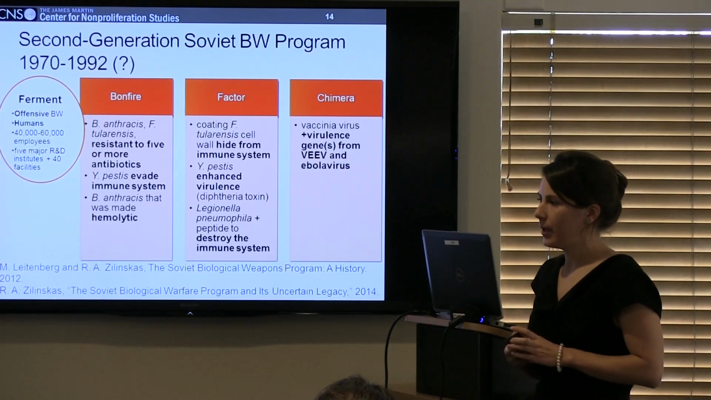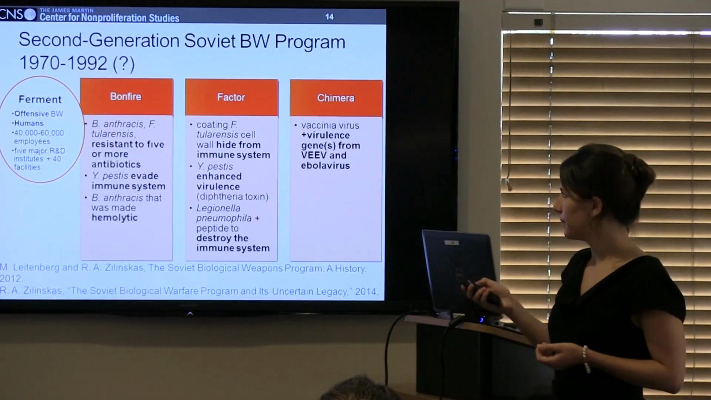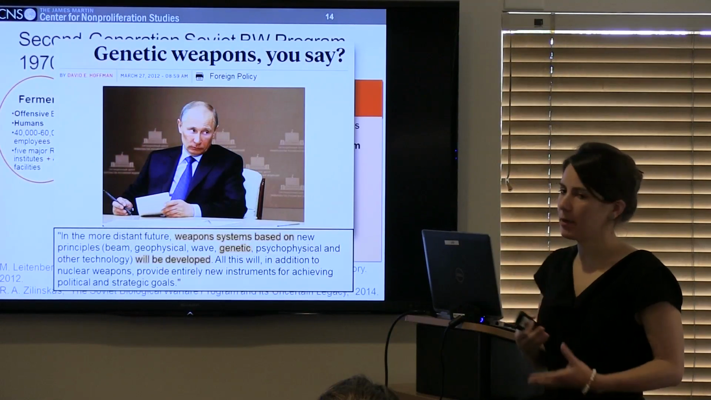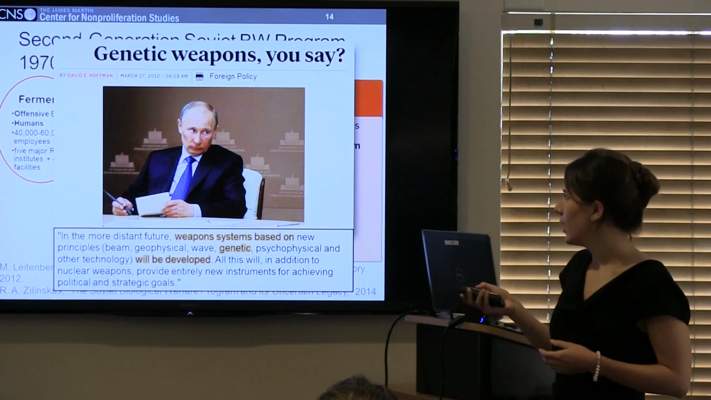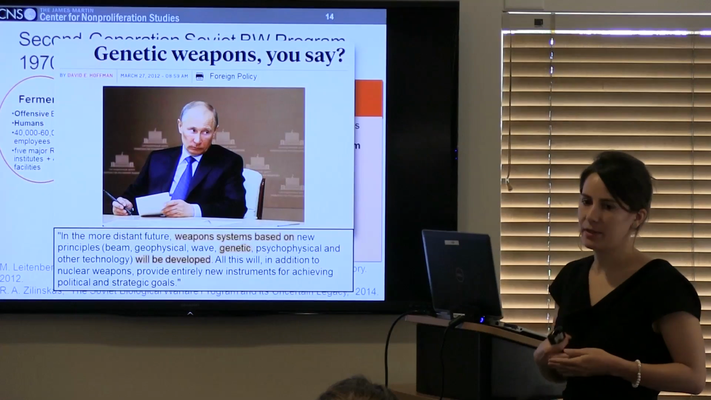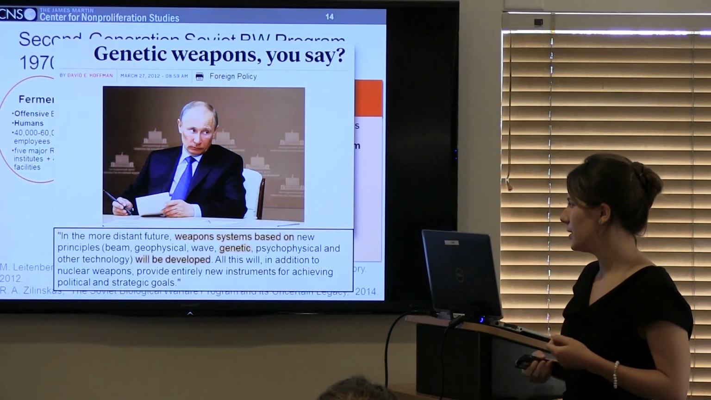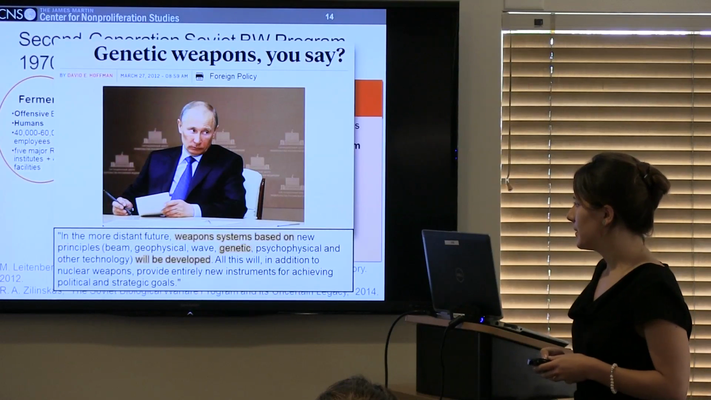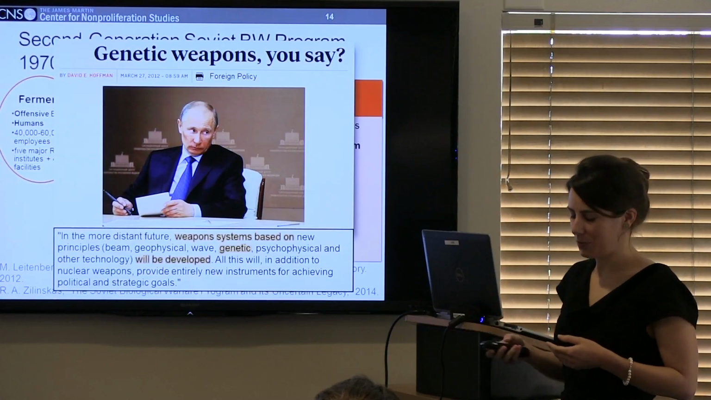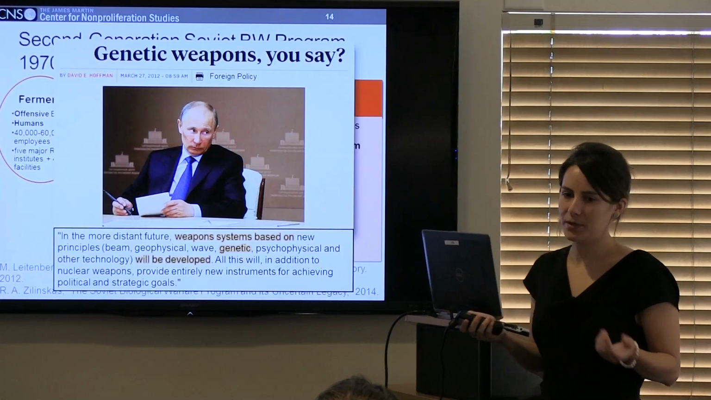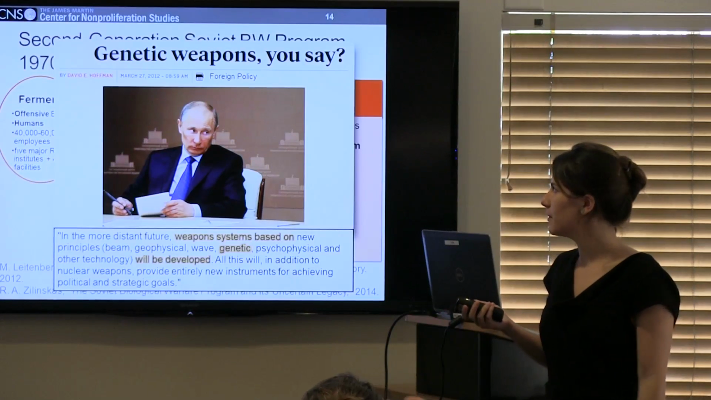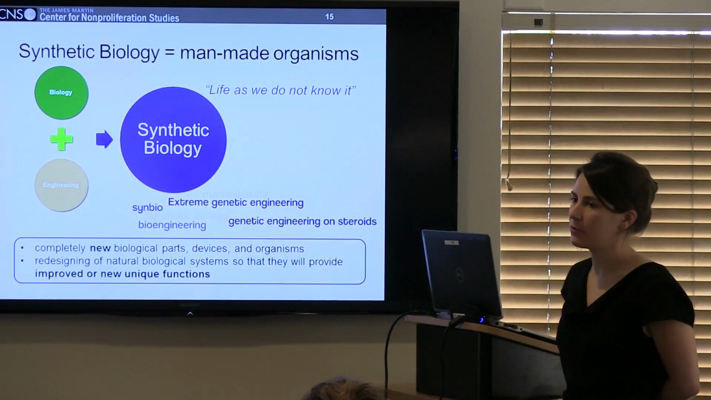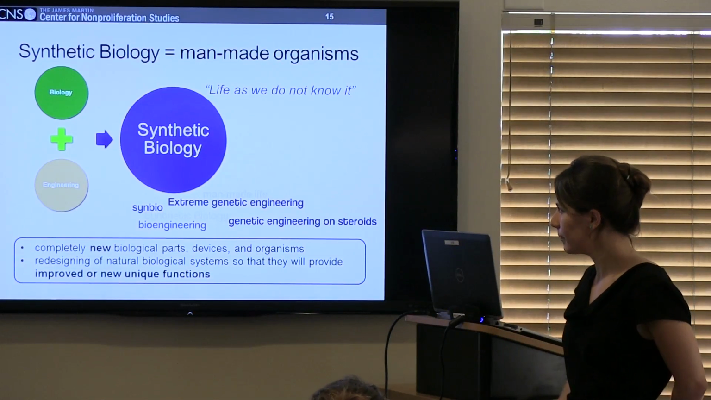So this program ended when Boris Yeltsin revealed it in 1992. But lately there has been more concern because Vladimir Putin speculated that there could be weapons based on genetic principles, for example. And even though we don't know what that will mean, it's worrisome because over the past 15 years, life science has dramatically changed, and we now see the emergence of the field of synthetic biology.